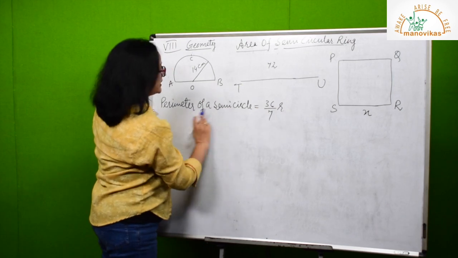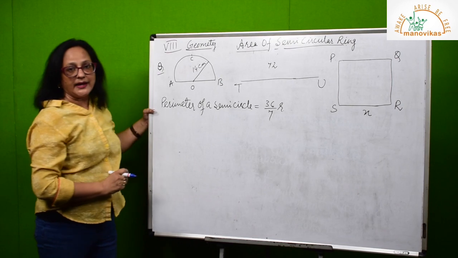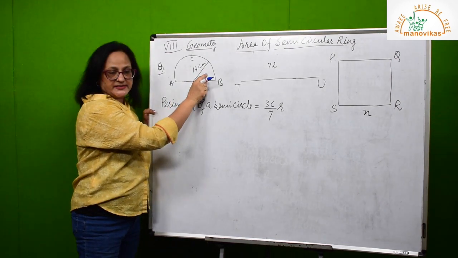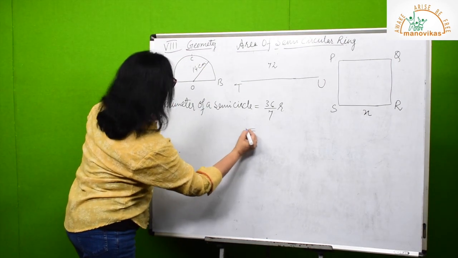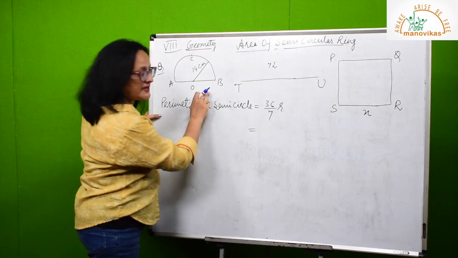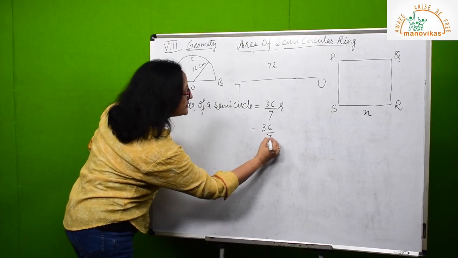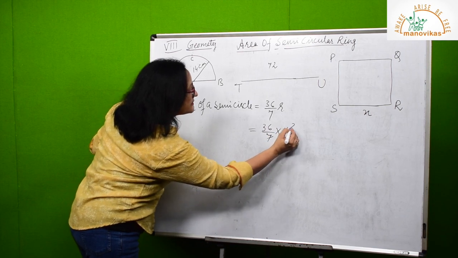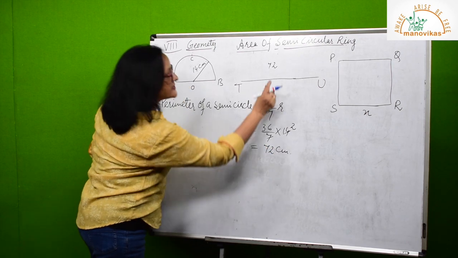This is the formula for the perimeter of a semicircle: 36/7 multiplied by r. Here you can see the radius of this semicircle is given as 14 centimeter. So apply this value here, and you will get the perimeter of this semicircle, meaning the length of the wire. Simplify this: 36/7 multiplied by the radius, 7 into 14, and 72 centimeter is the length of the wire.